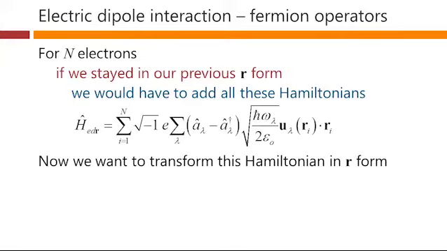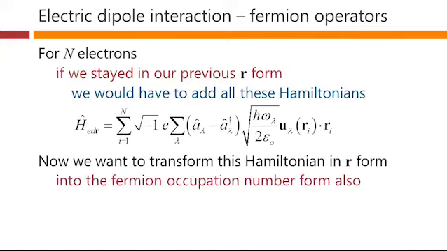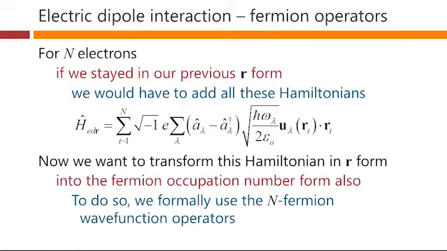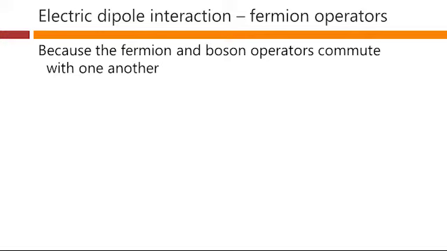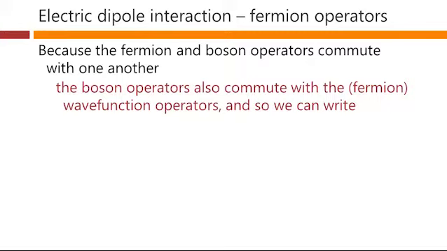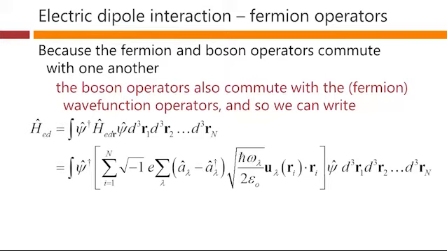Now we want to transform this Hamiltonian in its original R form into the fermion occupation number form. To do so, we are formally going to use the n fermion wave function operators. Because the fermion and boson operators commute with one another, the boson operators also commute with the fermion wave function operators. And so we can write that this expression here with our wave function operators for the fermions in here, writing it out, we get this complete expression, of course.